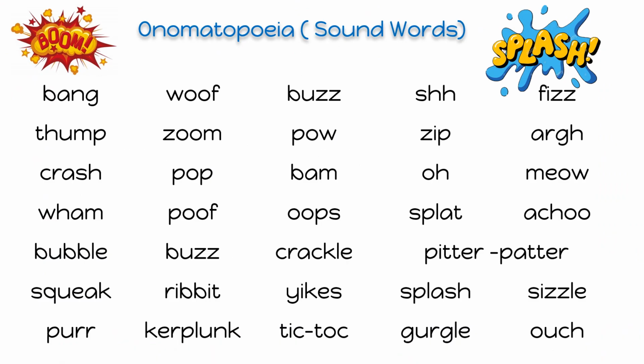Now this week, I really wanted to use what we learnt last week about onomatopoeia to help us write our stories. So here, I'm just going to go through all these onomatopoeia words. We've got bang, thump, crash, wham, bubble, squeak, purr, woof, zoom, pop, poof, buzz, ribbit, kaplunk, pow, bam, oops, crackle, yikes, tick-tock, shh, zip, oh, splat, pitter-patter, splash, gurgle, fizz, ah, meow, achoo, sizzle, ouch.